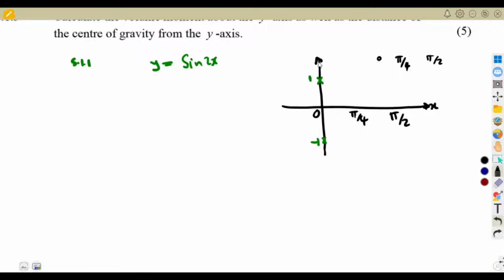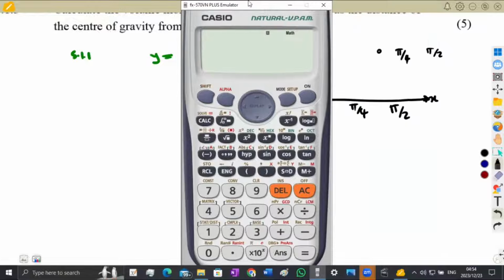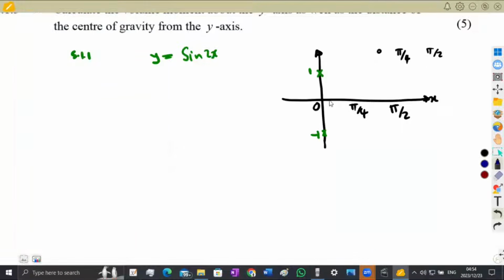So for this part, you're just going to make a substitution. At sine 0, you know that, guys, sine 0 is equal to 0. Or we can just use our calculator. Make sure that your calculator is in radians, since these are radians, pi. So substituting 0 as our x value, you're going to have sine 0, which is 0. So this one is going to be at this point.